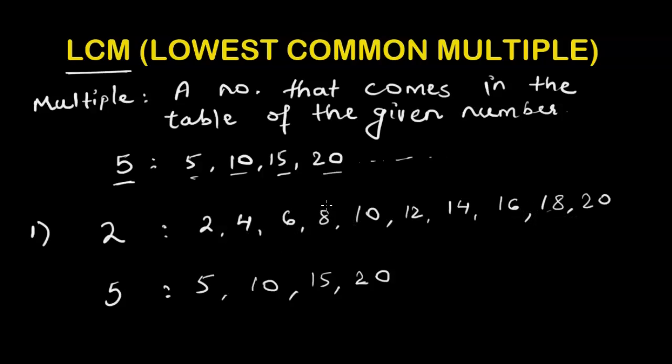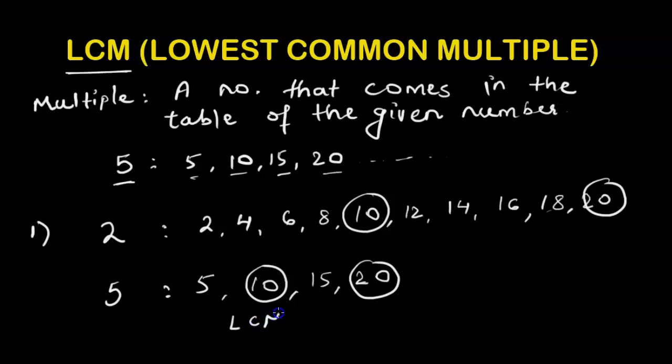Now the common multiples are 10. Another common multiple is 20. However, we are looking for LCM, and LCM is the lowest common multiple, and the lowest number out of 10 and 20 is 10. Therefore, the lowest common multiple is 10.